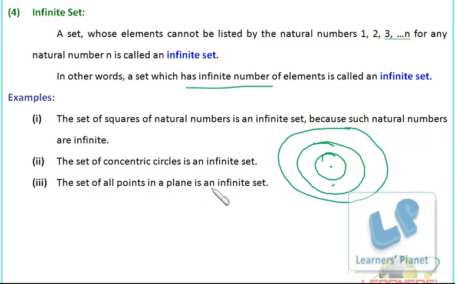The set of all points in a plane is an infinite set. For example, I have this plane over here. You can mark so many points, right? So how many points are there? Can you count? No, right? So the set of all the points in a plane is an infinite set. So when you can count the number of elements, it is a finite set. When you cannot count the number of elements, then it is an infinite set.